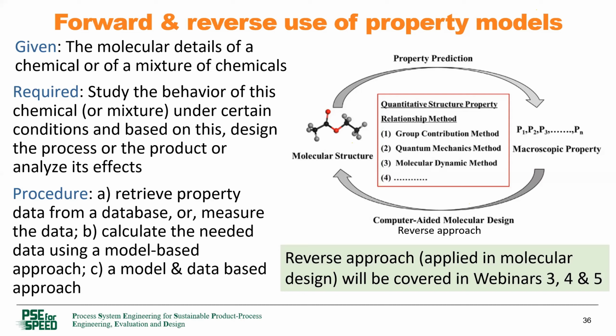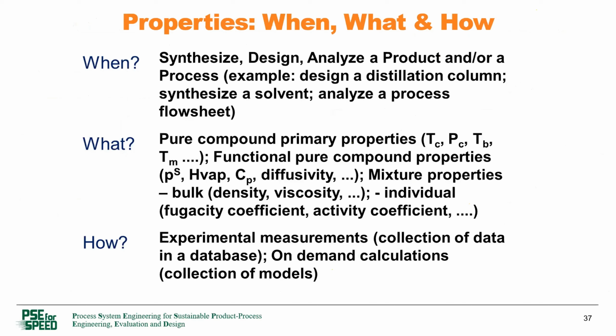So coming to the questions: when we synthesize, design, or analyze a product and/or process, we need properties. What properties? As we have seen, we need pure compound primary properties, pure compound functional properties, mixture properties, individual fugacity, and activity coefficient, which are the phase equilibrium properties. How? We can do measurements, or we can do calculations on demand, which is the service, or the reverse, when we want to do the design of the molecules. And that's the list of references.